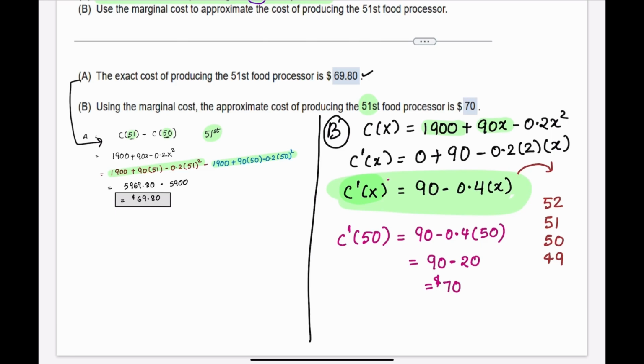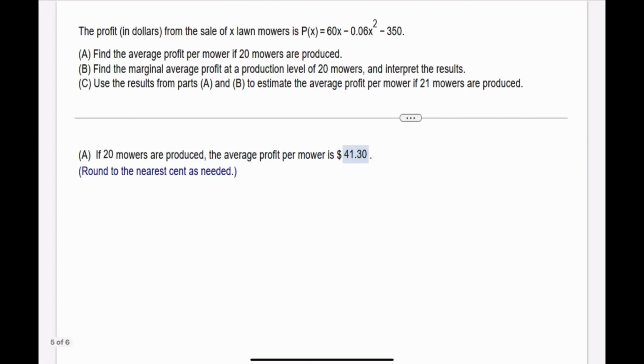Okay, again, this is very important you understand. This gives me the cost of the next food processor. So if I have to find the 51st, I have to go one step down. If I have to find 50, I have to go one step down. You can pause here to see if you understand, and then make sure you work on a problem and then go further. All right, now let's go ahead and take a look at the next problem here.